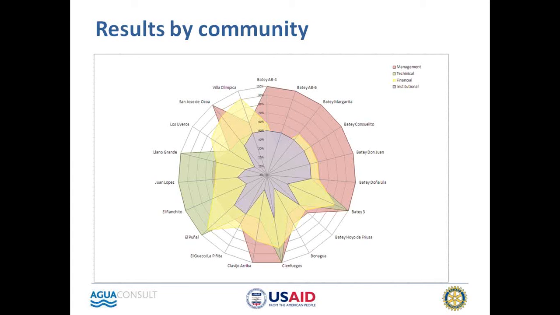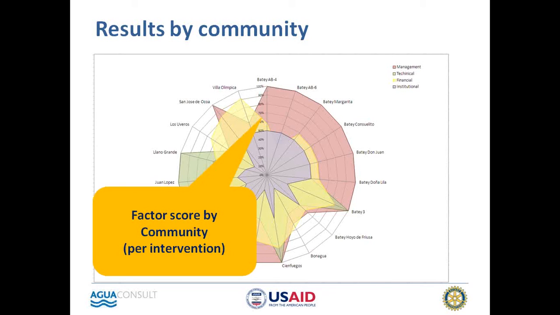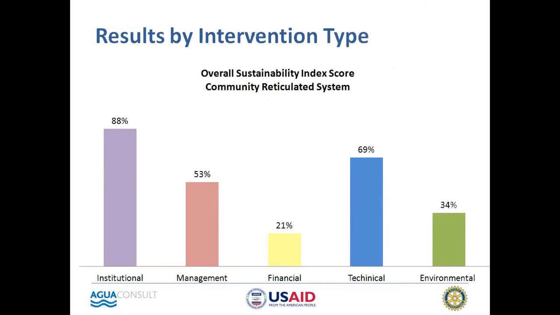So this is just an example of the results we found for the Dominican Republic. We see the factor score by community. This shows the 5 factors by community for one specific intervention, shown as a radar plot.